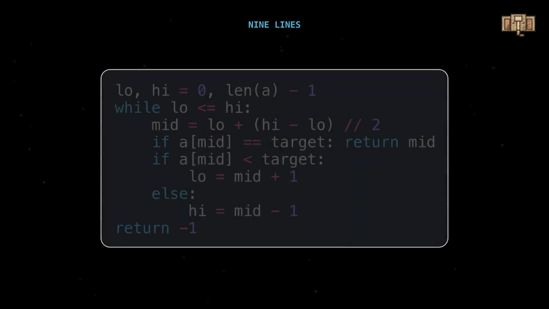Here is the whole thing, just 9 lines. Keep a low bound and a high bound. While they have not crossed, look at the middle. If it is a match, you are done. Too small, and you lift the low bound just above the middle. Too big, and you drop the high bound just below it. If they cross with no match, the value was simply never there.